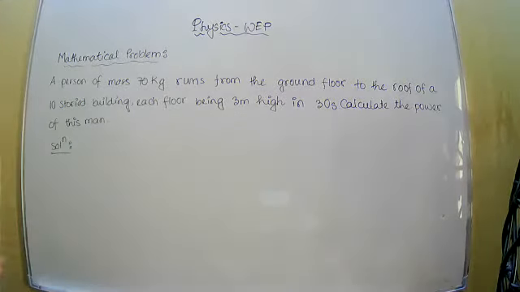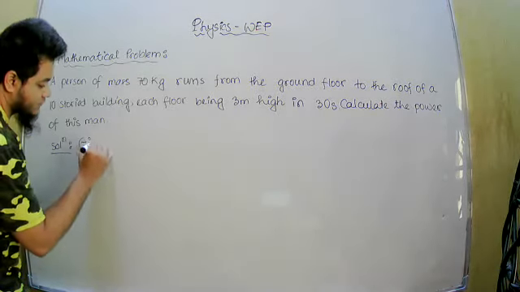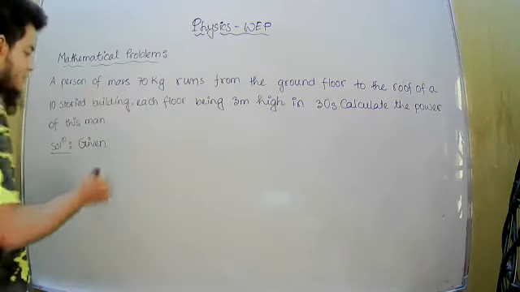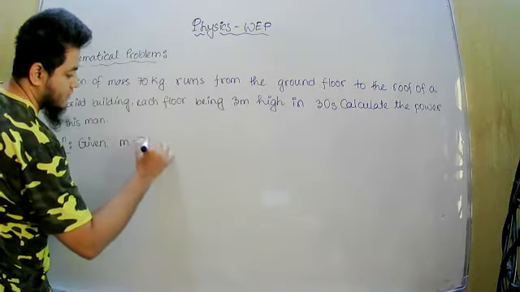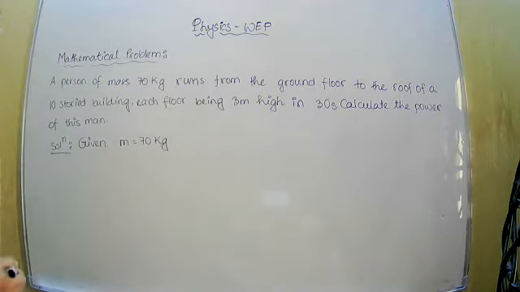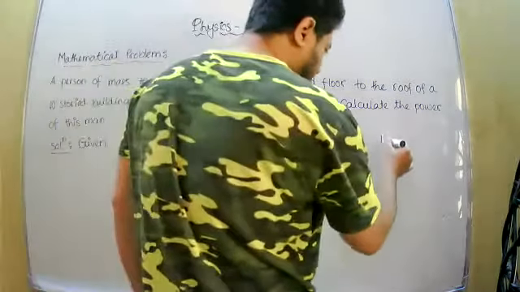Bismillahirrahmanirrahim. So this is the question, and let us list up the given information first. We can see that a person of mass m is 70 kg, runs from the ground floor to the roof of a 10-story building, each floor being 3 meters high. So we are talking about a building.